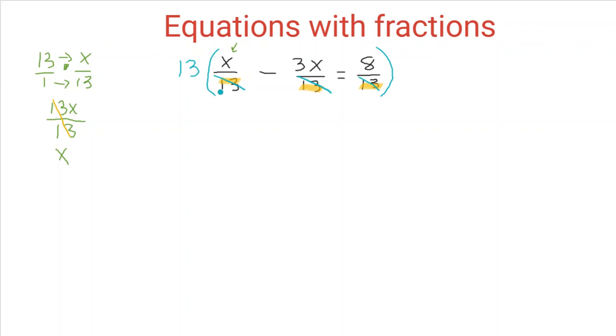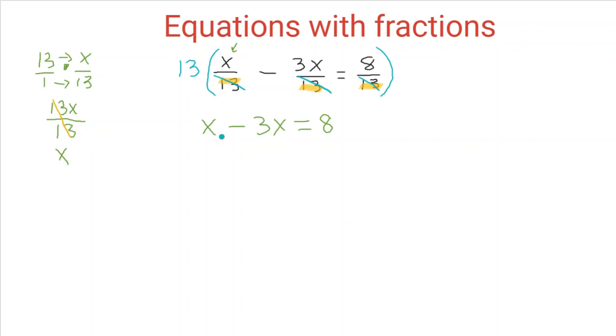So if these all have the same denominator and I multiply by the denominator, it gets rid of all those fractions. So that would leave me with 13 times x over 13 gives me x. 13 times 3x over 13, I'm going to keep that minus sign, that will just be 3x. And if I do 13 times 8 over 13, that will give me 8.